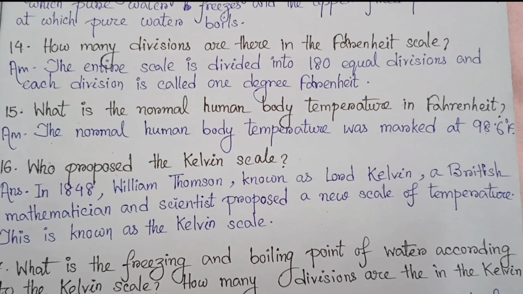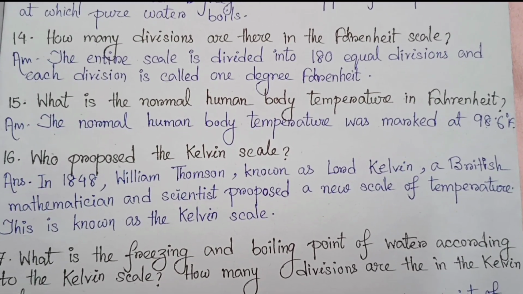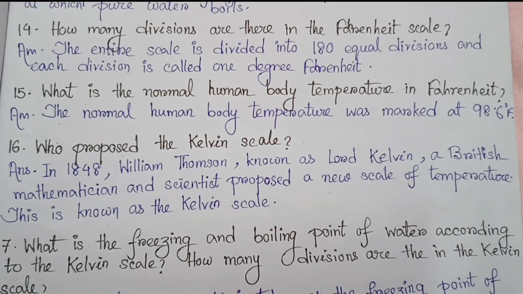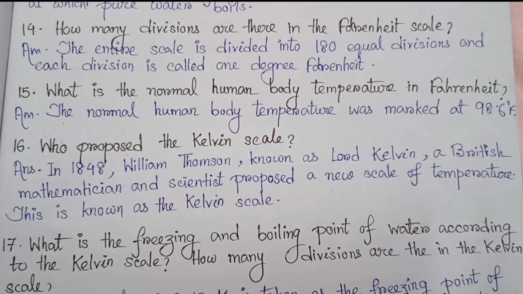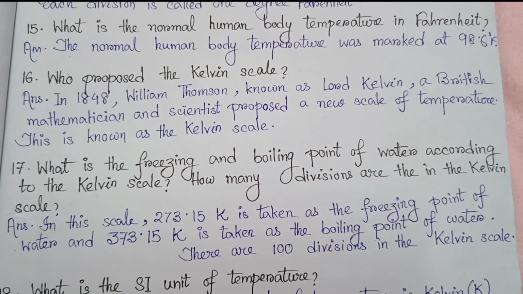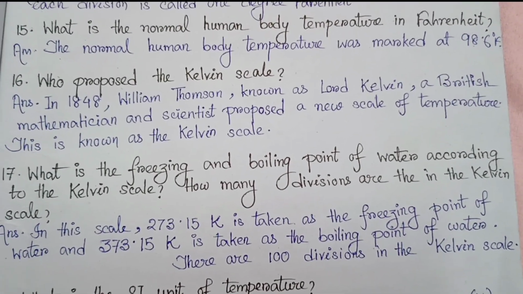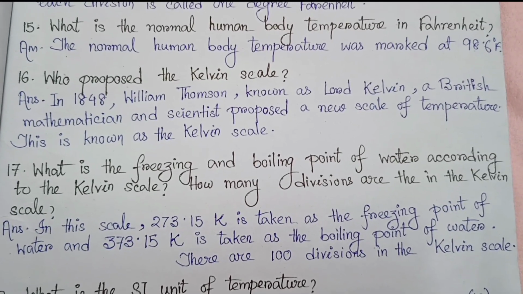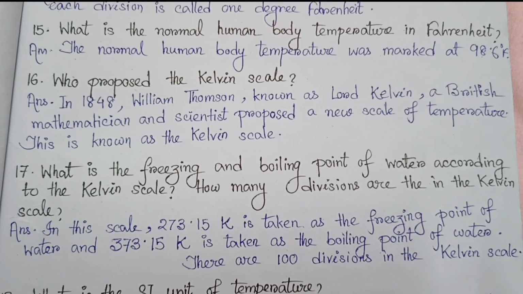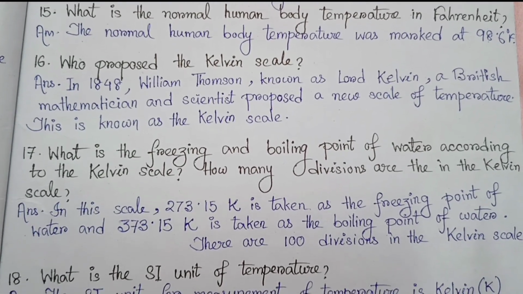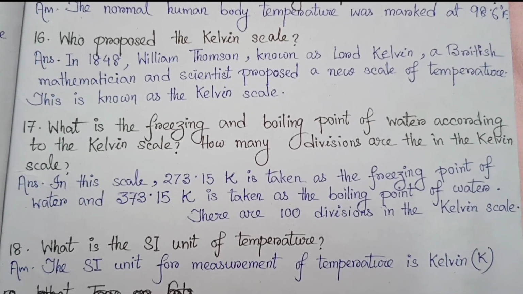Number 15. What is the normal human body temperature in Fahrenheit? The normal human body temperature was marked as 98.6 degrees Fahrenheit. Number 16. Who proposed the Kelvin scale? In 1848, William Thomson, known as Lord Kelvin, a British mathematician and scientist, proposed a new scale of temperature. This is known as the Kelvin scale.